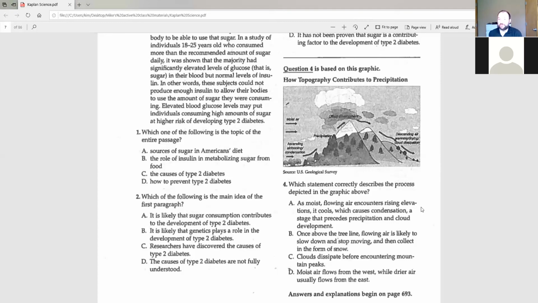Topography contributes directly to precipitation. In other words, how much moisture Western Washington gets versus Eastern Washington. Why does Western Washington get a lot more precipitation?